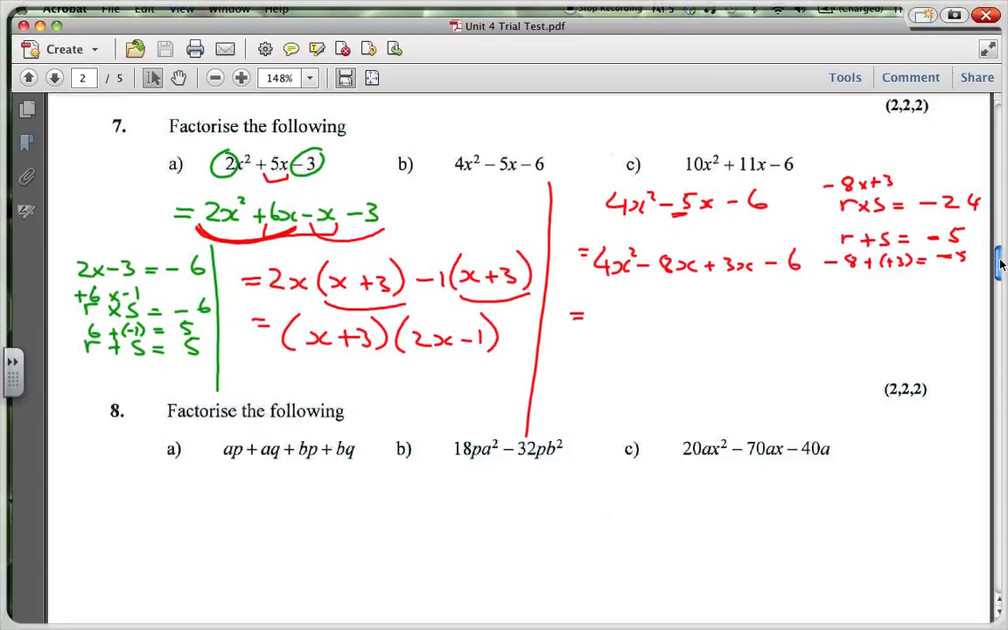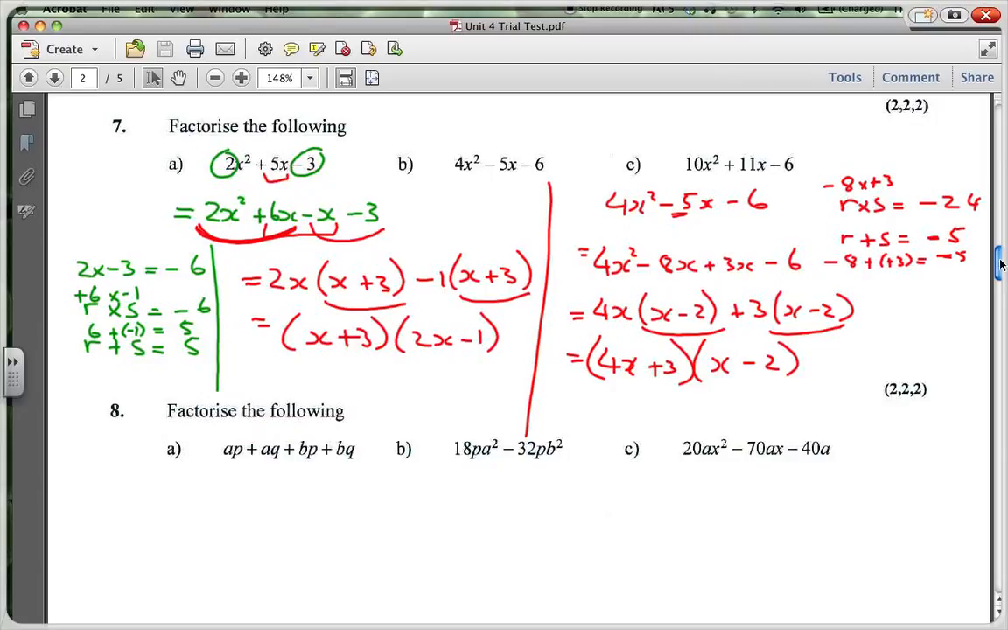And so I can take out a 4x, and I'm left with x minus 2, plus, and here I can take out a 3, and I'm left with x minus 2, and here this is common, as it always works out, so I've got 4x plus 3 times the thing that's common, x minus 2, like that.